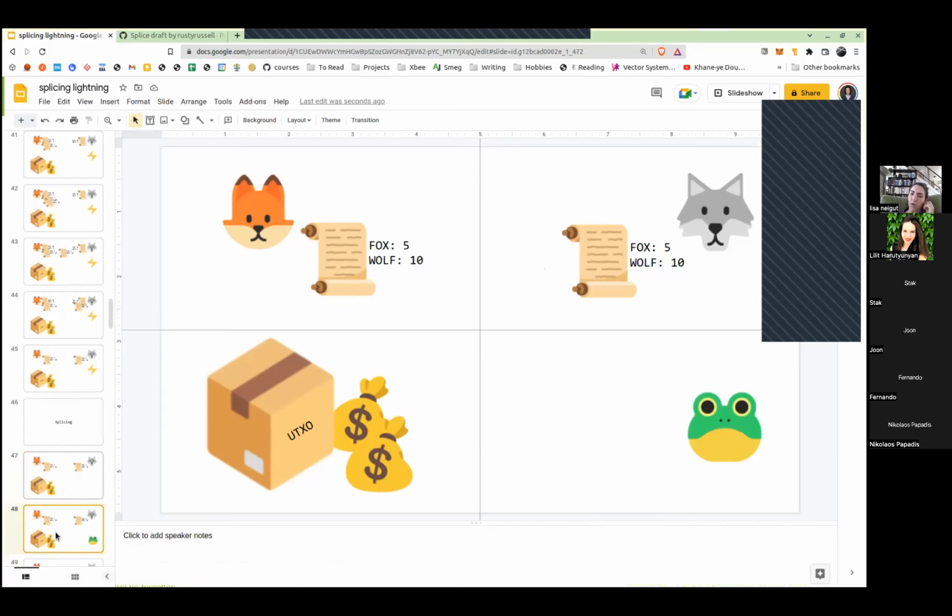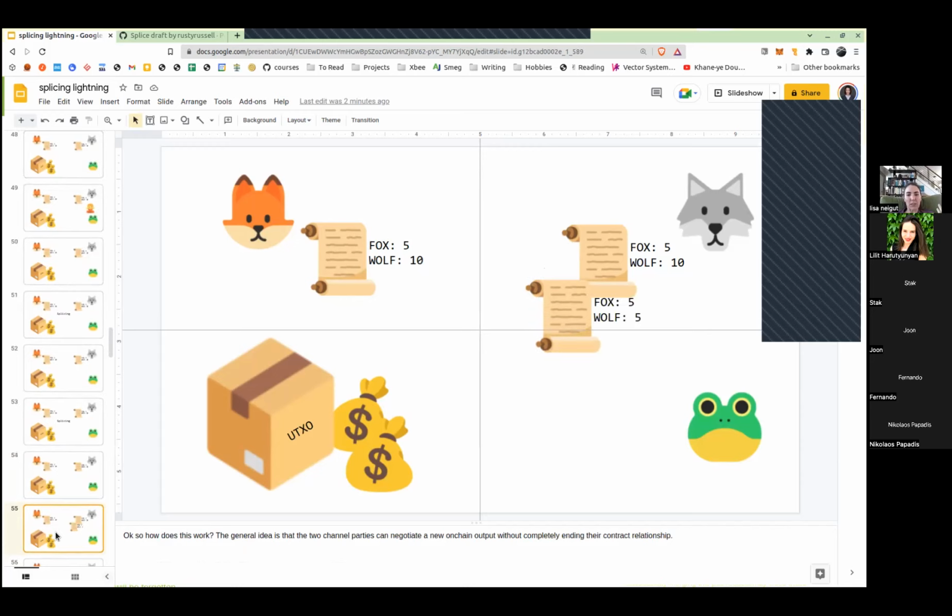So with splicing though, if we wanted to send some money to a third party, like the frog, like I was saying, you can't do it right now in the current thing. But if we do splicing, all of a sudden we'll be able to take some of the wolf balance out of the channel and send it to this third party who isn't part of their channel, right?